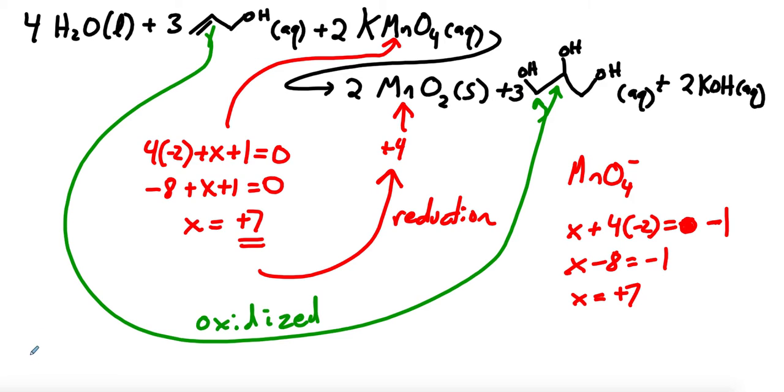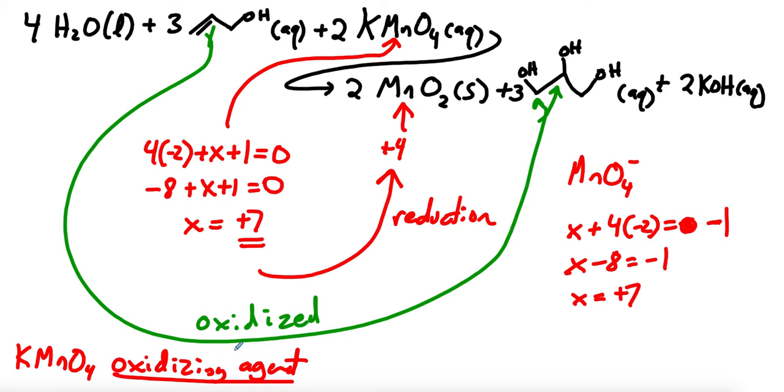So we can say our potassium permanganate is the oxidizing agent. Notice the oxidizing agent is a thing which is itself reduced because it oxidizes something else. All right, what about the organic compound? Well, it's being oxidized, which means it's reducing something else. And so we can say that the other reactant is our reducing agent.